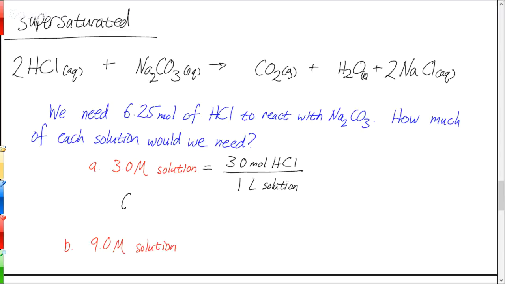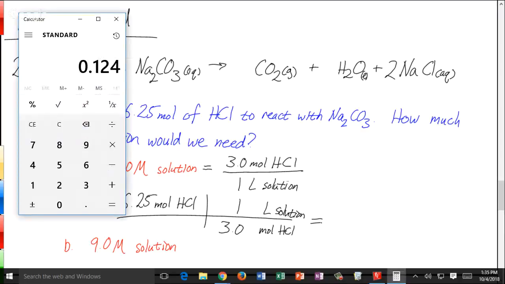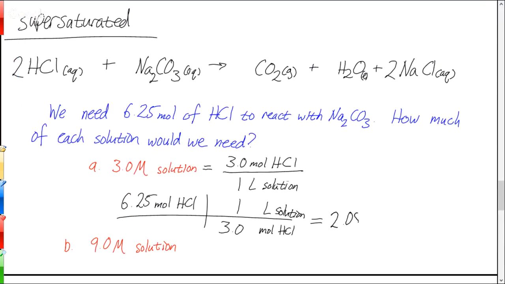So we can say, all right, we want 6.25 moles of HCl. In order to get that much HCl, we have to go from moles of HCl to liters, because that's how we're actually going to measure it out, liters of solution. And the molarity tells us that that's 3 moles per liter. So 6.25 divided by 3, 2.08. So in order to supply those 6.25 moles, we would need 2.08 liters of solution.